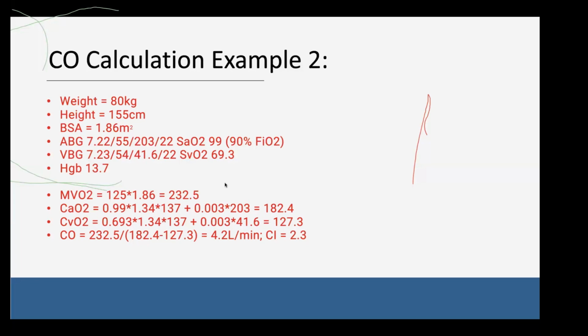If we calculate all these numbers out in the same fashion that we did before, our cardiac output is now 4.2 liters by Fick, or a CI of 2.3. What do these numbers suggest that you do?